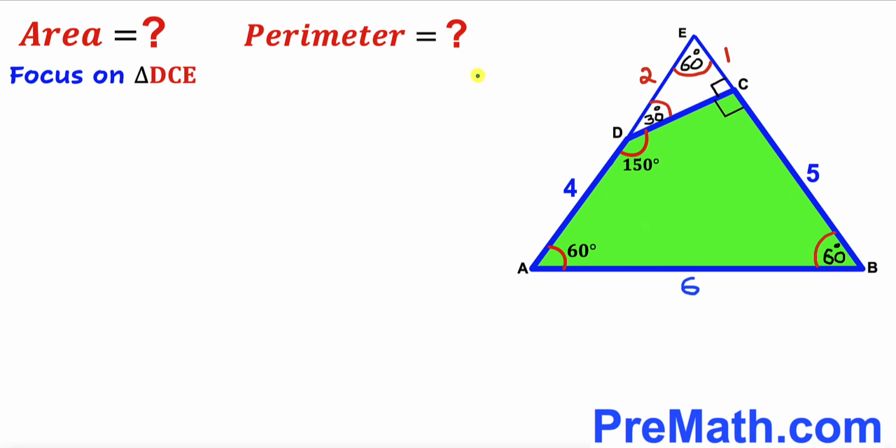Now we are going to focus once again on this tiny triangle DCE, and we can see this is a special 30, 60, 90 triangle.